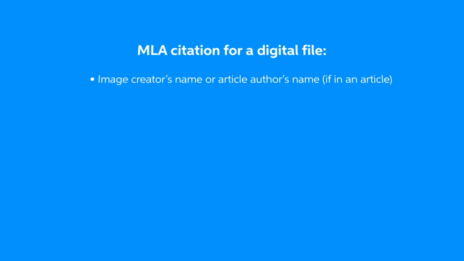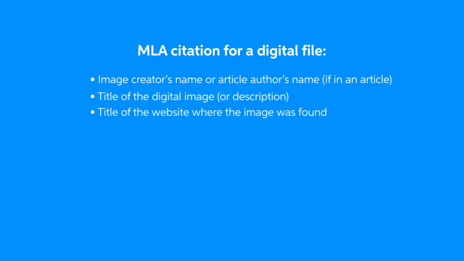When creating an MLA image citation for a digital file that you source from an individual website, the first thing that you want to do is compile the following information: the image creator's name, or article author's name if the image is from an article; the title of the digital image. If the image has no title, then provide a description of the image. Do not use quotes or italics.